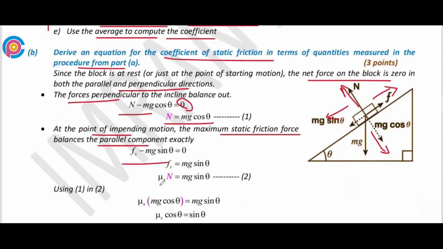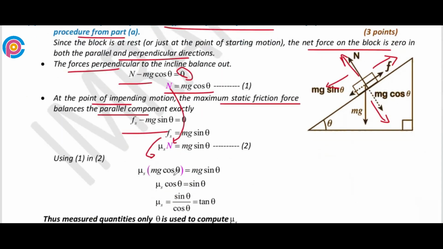Fs can be represented as mu s N, the static friction formula. Now we can place the value of N from here to here. Then we have mu s is equal to mg sin theta over mg cos theta. Mg can be cancelled. Mu s is equal to sin theta over cos theta, that is equal to tan theta.